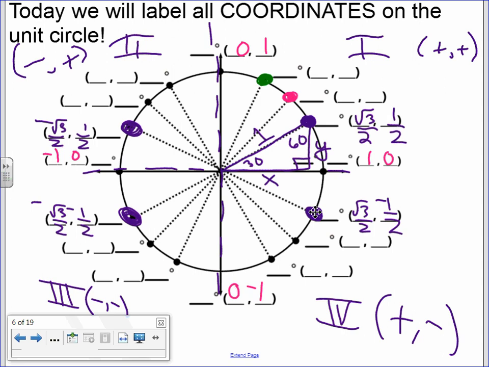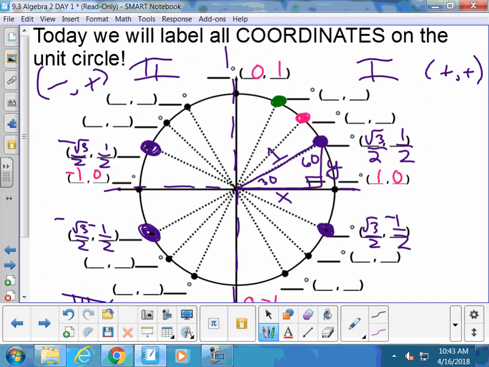It's reflecting over the x and y axis. This one is the reflection of this one here. Okay. You see it now?